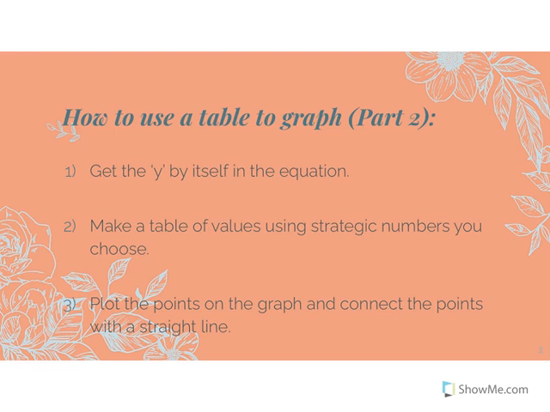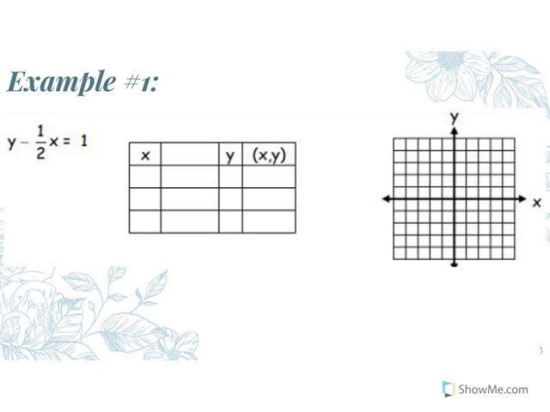So your first step, you're going to get the y by itself in the equation so that we can put it in slope-intercept form. We want our equations to look something like this, y equals mx plus b, because that's just a lot easier to graph. And then our second step is to make a table of values using strategic numbers you choose, which I'll talk about in a second. And then you're going to plot the points on the graph and connect the points with a straight line. Please be sure that you are actually connecting your points and don't just have dots. So let's go ahead and get started.